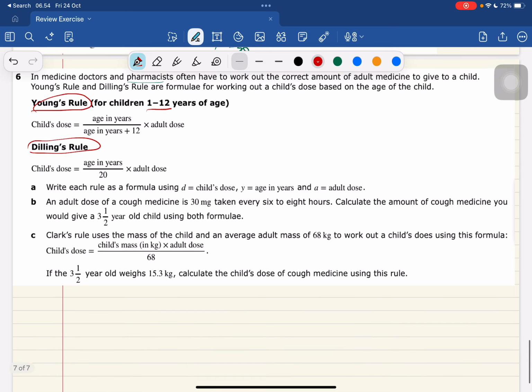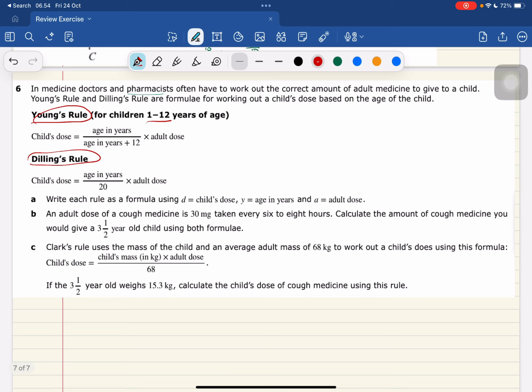Okay, let's write the rule as a formula using D. It means child's dose, Y is age in years, and A is adult dose. Okay, for this formula, age in years is going to be Y. We divide by age in years Y plus 12, and we multiply with A, so D equal to Y divided by Y plus 12 multiplied by A. The second is going to be D equal to Y divided by 20 multiplied by A.